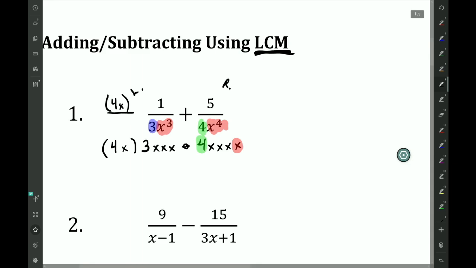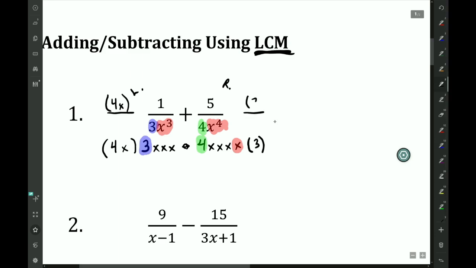Now, what is the right fraction missing that the left fraction has? And the left fraction has a 3. This one is missing a 3, so I'm going to multiply it by 3 and 3. So you have to multiply by the missing parts. These are what is missing parts. Okay, so left is missing that, right is missing the 3.